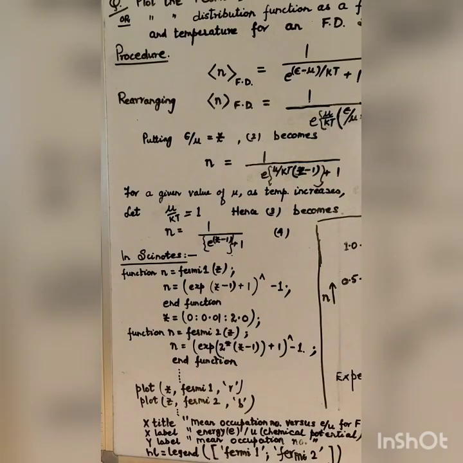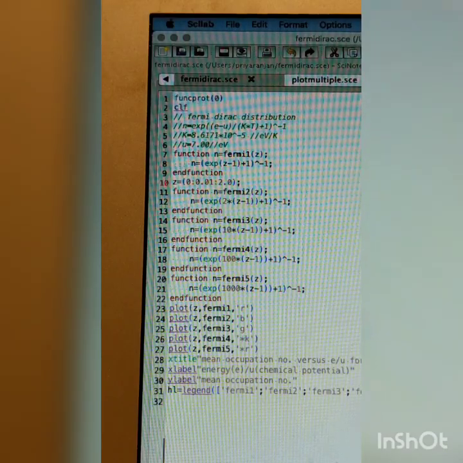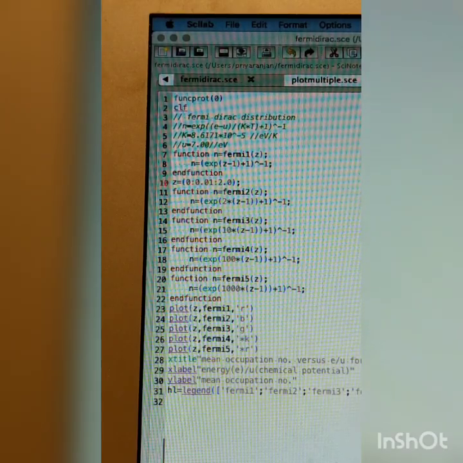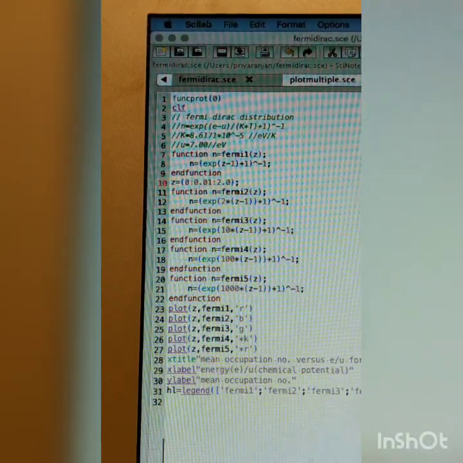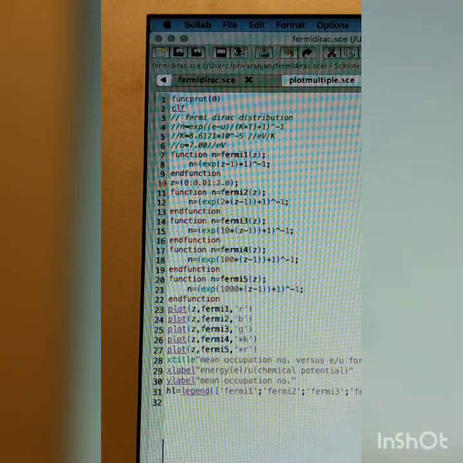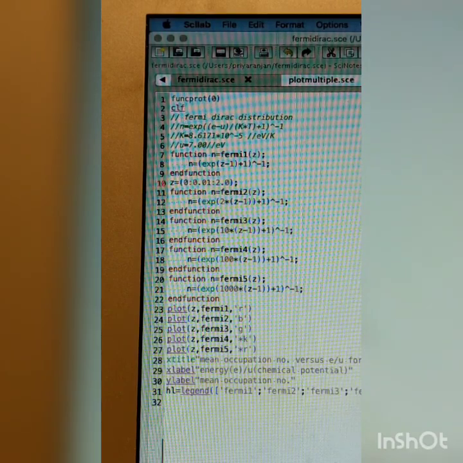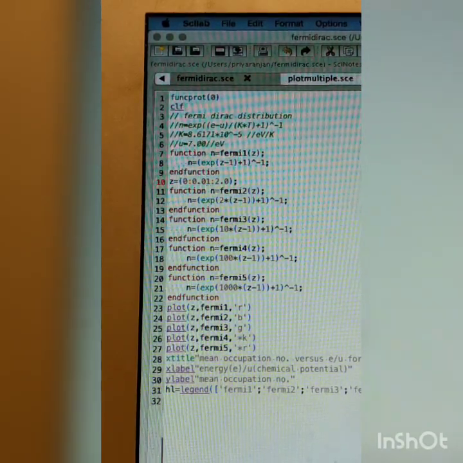All right. So this is basically the program. I've given you an idea of the program. Now we'll go to the computer screen, and there you can see the exact program that I have written, and you can also see the graphs that are plotted with the help of that program. Taking off from where we left on the whiteboard, the function will read like this. The first line will be funcprot(0), as you have always done. This is to protect the function.